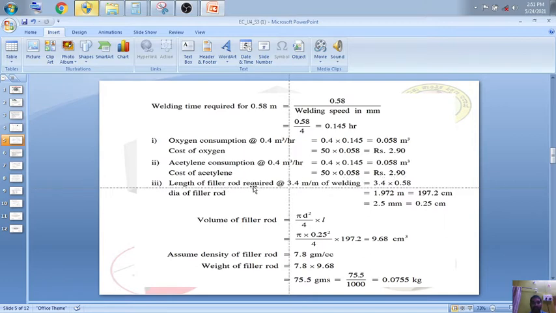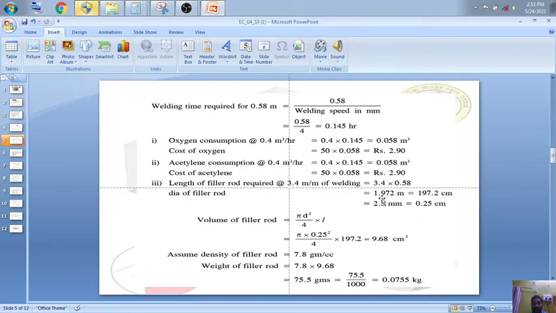Then the length of the filler rod required is 3.4 meter per meter of welding. So for welding 1 meter we require 3.4 meter. So our welding length is only 0.58. So 0.58 multiplied by 3.4, we require 1.972 meter of filler rod, that is converted into centimeter for calculating weight.